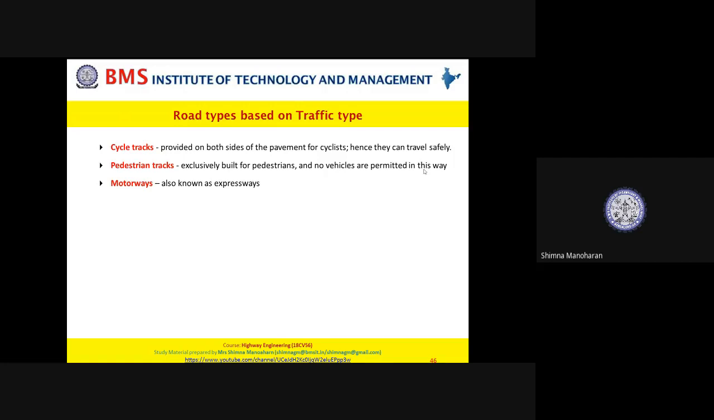Now, based on the traffic type, the typical pavement itself can have mainly three components. One is the motorway. These are also known as expressways, and the motorway is provided for motorized vehicles. Pedestrian track is exclusively for pedestrians, and no vehicles will be permitted in this way. Then you have the cycle tracks. These cycle tracks are provided on both sides of the pavement, and are again provided only for cyclists.